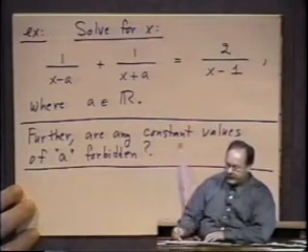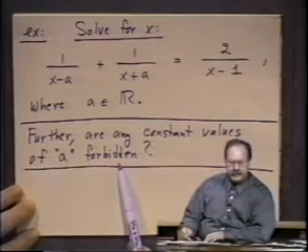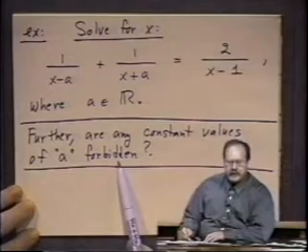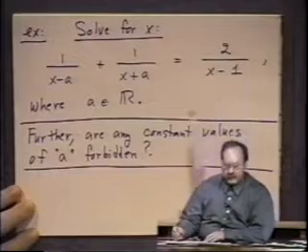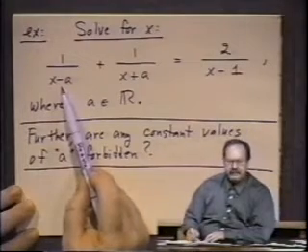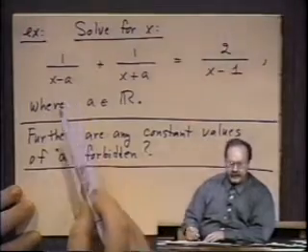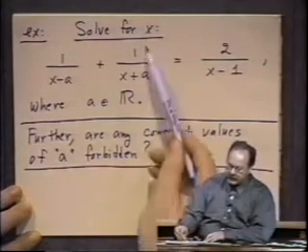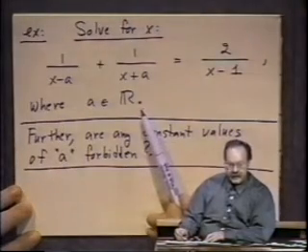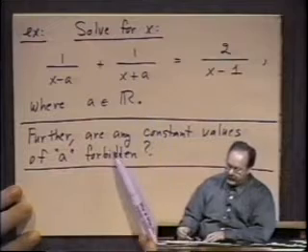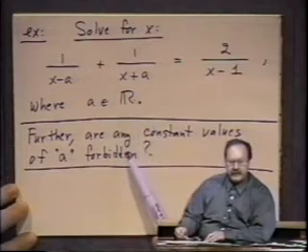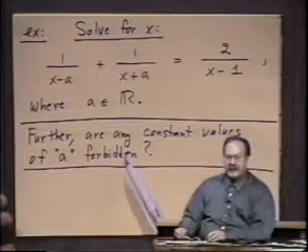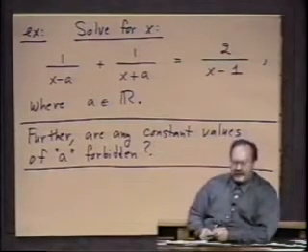Further, are there any constant values of a forbidden? Meaning, if you choose a to be some number, will there be no solution here? Will it cause this to be division by 0, for example, or something else? So you have 2 questions here. Solve for x. You'll find x is equal to something. And then answer the question, are there any values of a forbidden? Once you've solved the first part, you'll see how to do the second part. So go ahead and try that, and I'll be back.